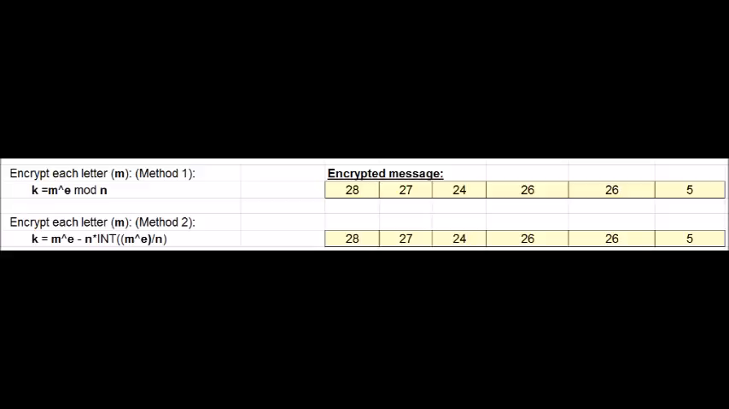So that's the first letter. And you go through and you do that for every single letter or character that you have in your message. So for screen, we have 28, 27, 24, 26, 26, and 5. That's what we come up with. So yeah, that's it.